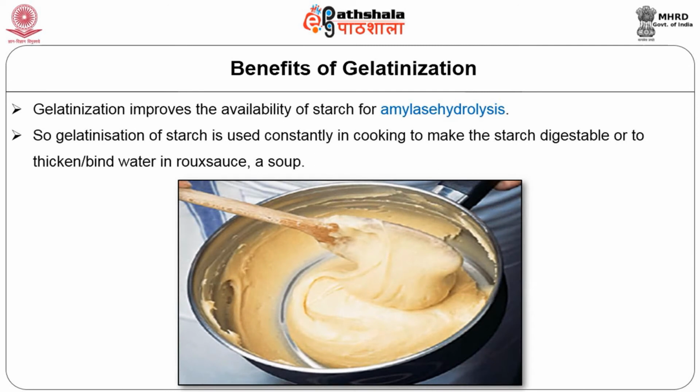So, gelatinization of starch is used constantly in cooking to make the starch digestible or to thicken or bind water, as in the case of a roux sauce or a soup. If you look at the consistency of a sauce, is it running like our rasam or sambar? No, it is a thicker consistency. A soup is a little thinner consistency. So, if you want to alter the consistency, depending on that you have to choose the amount of wheat product which has lesser or more amount of amylopectin and amylase containing flour. If it has a lot of amylase, hydrolysis will take place, and it will not be useful for forming a thick product. More of hydrolysis will take place, you will get a more watery product.